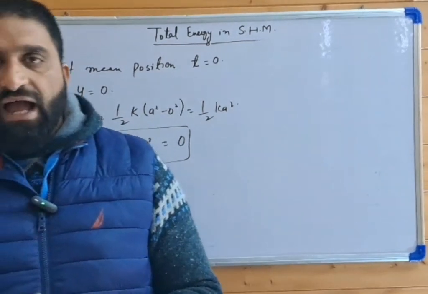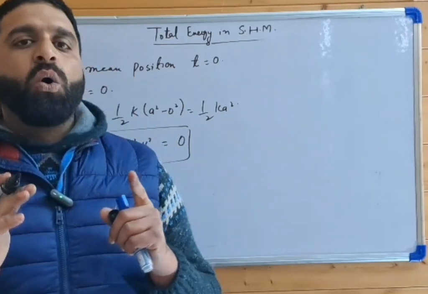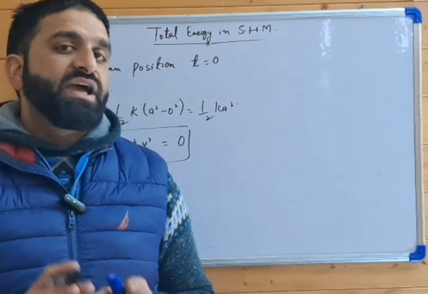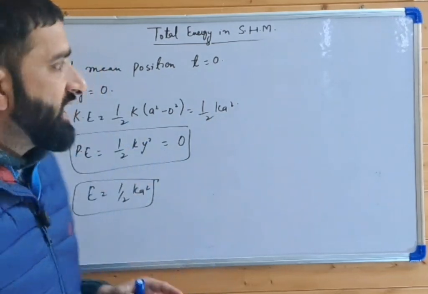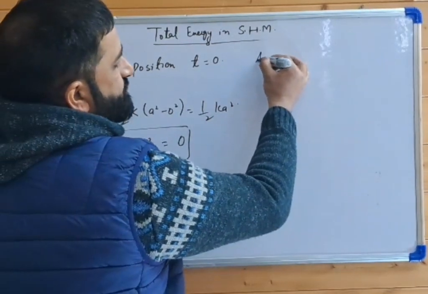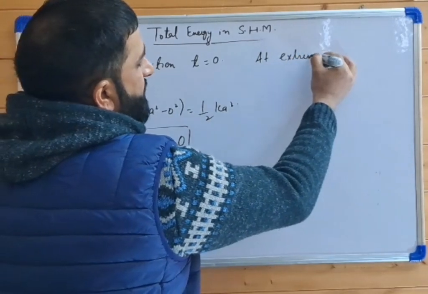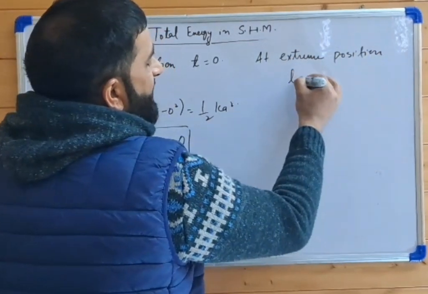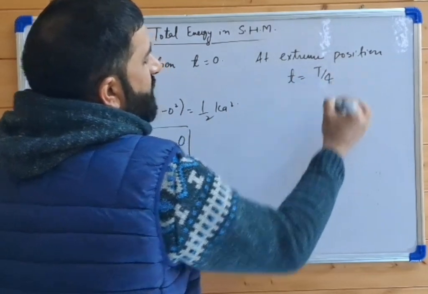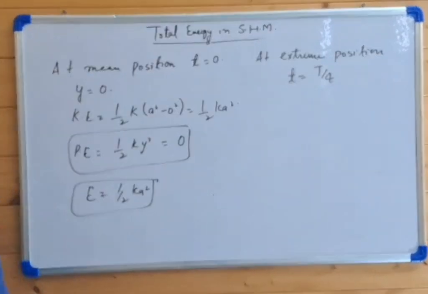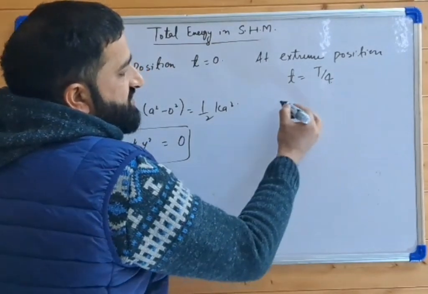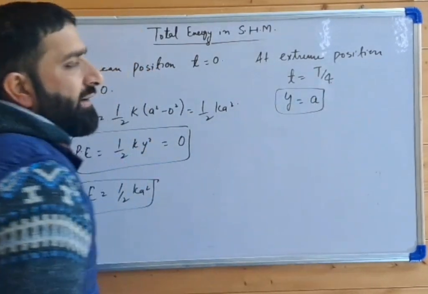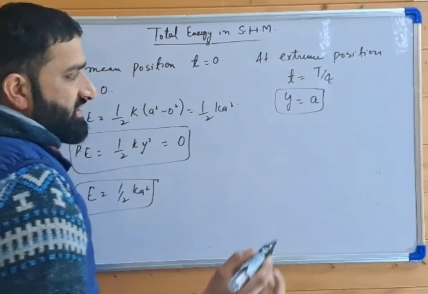That tells us at mean position the whole energy, the total energy of the body, is in the form of kinetic energy and the potential energy is 0. Let us see at extreme position. At extreme position, or we can say at T is equal to T divided by 4, where T is the time period of the oscillations, Y is equal to A. The displacement is equal to the amplitude of the vibrations or oscillations.